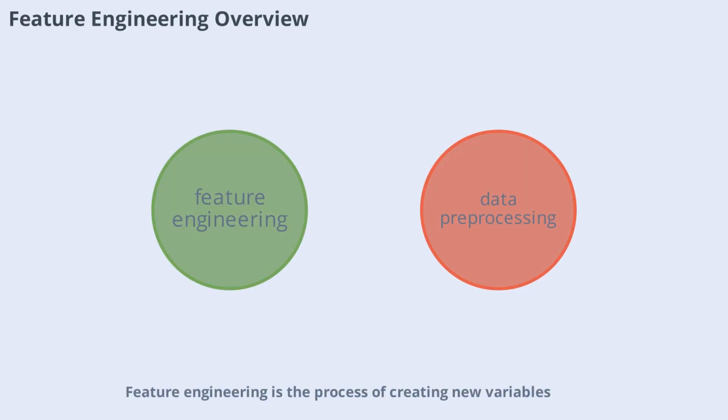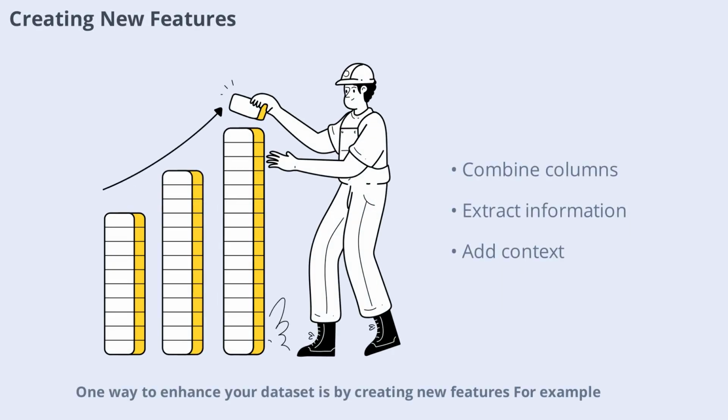Feature engineering is the process of creating new variables or features from existing data to improve model performance. It's a creative and critical step in data preprocessing. By combining, transforming, or extracting information from raw data, we can highlight patterns and relationships that models can learn from more effectively. One way to enhance your dataset is by creating new features.